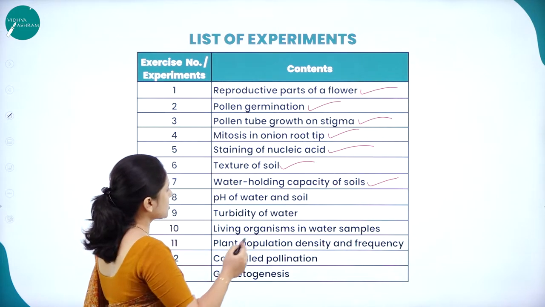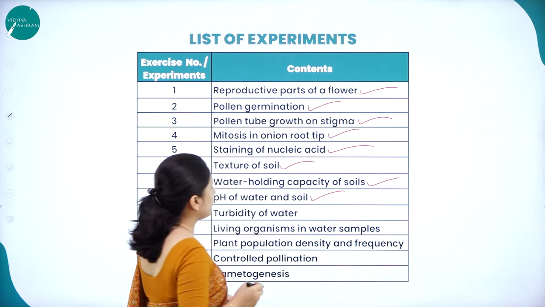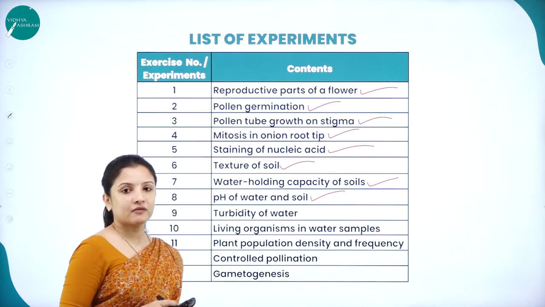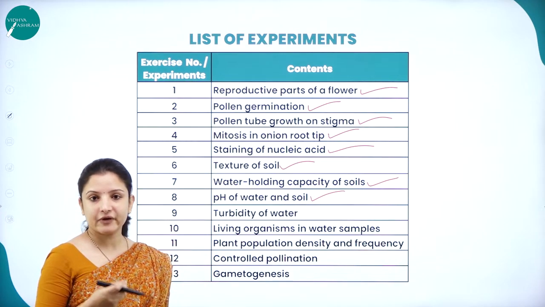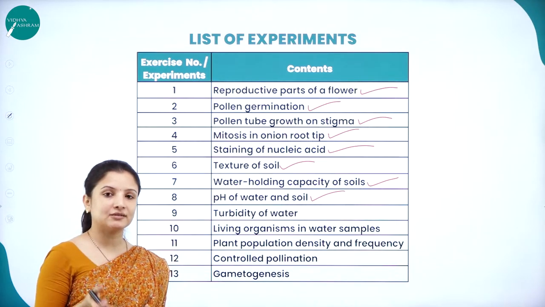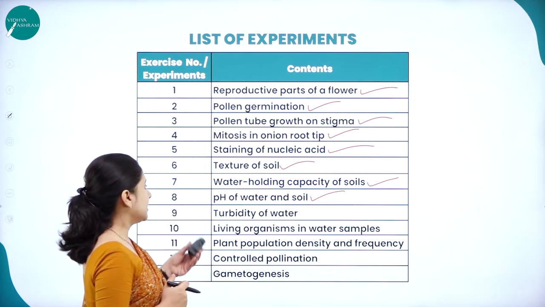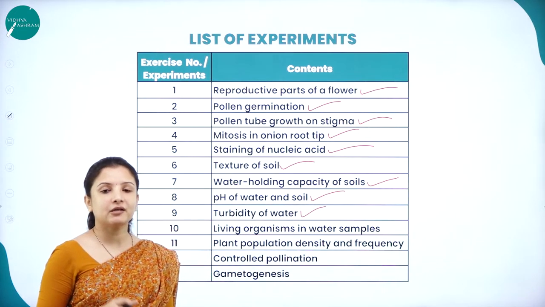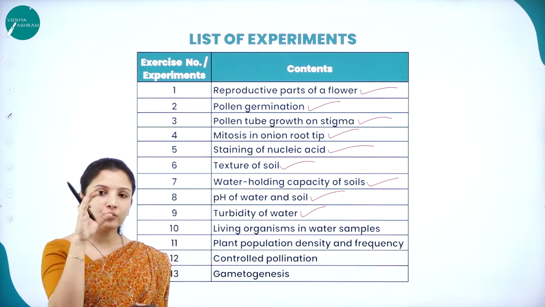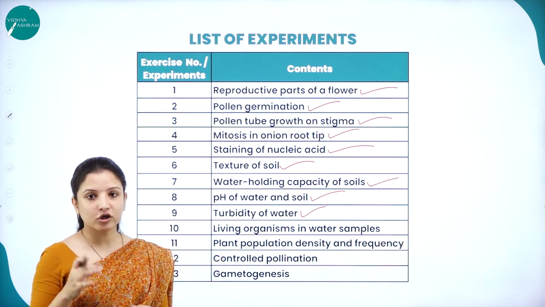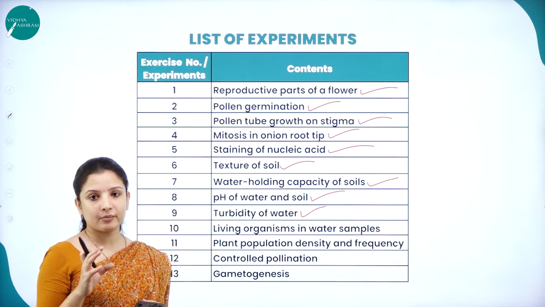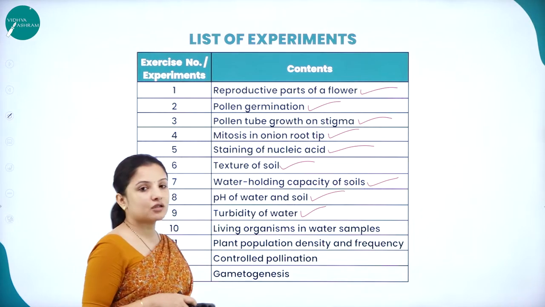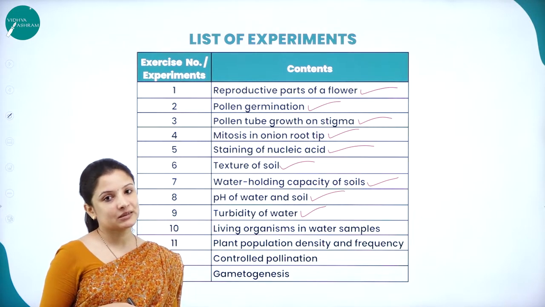Next experiment, A8, that is pH of water and soil sample, wherein we'll be taking two samples and finding the pH of that, whether it is acidic, basic or neutral. Next is turbidity of water, how clean the water is, that we can find out by finding out how much sediment has settled at the bottom of the water. Measuring the amount of sediment, we can say whether the water is clear or whether it is turbid or not clear.